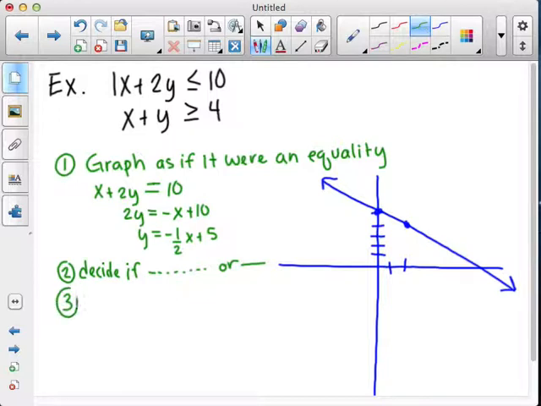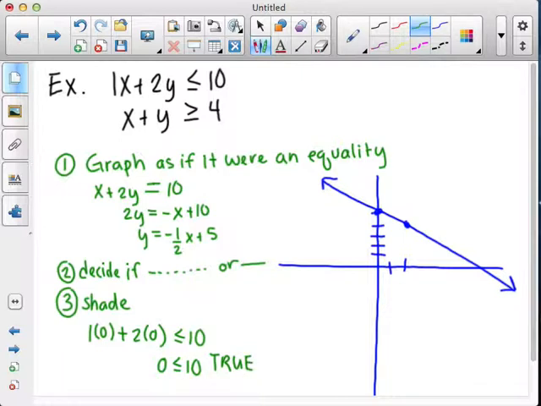Step 3 is to shade. So I'm going to pick a test point. Remember that your test point cannot lie on the line. I'm going to use 0, 0. So I'm going to say 1 times 0 plus 2 times 0 is less than or equal to 10. Well, that gives me 0 is less than or equal to 10. And this is true.